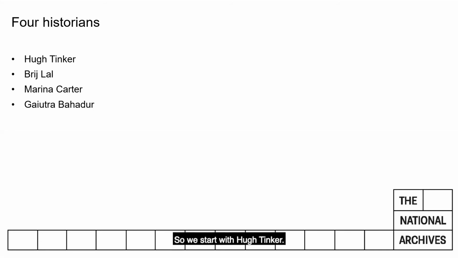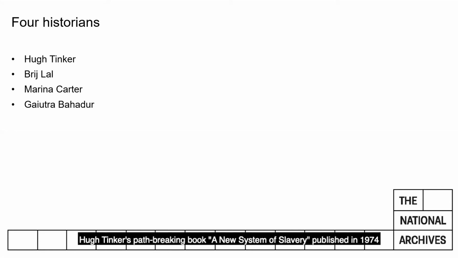So we start with Hugh Tinker. Hugh Tinker's path-breaking book, A New System of Slavery, published in 1974, adopted an anti-colonial approach that broke with the past. Tinker's argument was that the slave system laid the foundations for the indenture system. His research highlighted deaths on ships, the loss of family life, and the unfairness of the recruitment process.